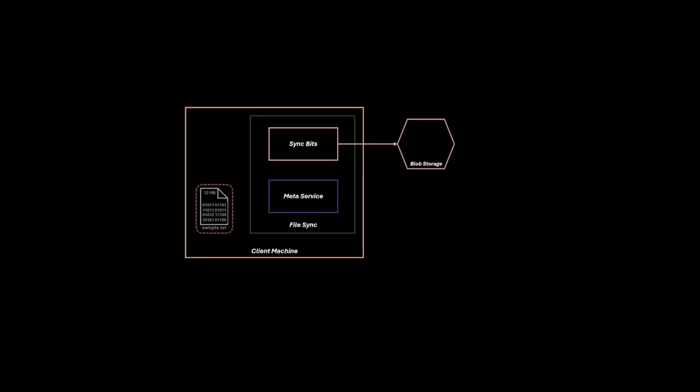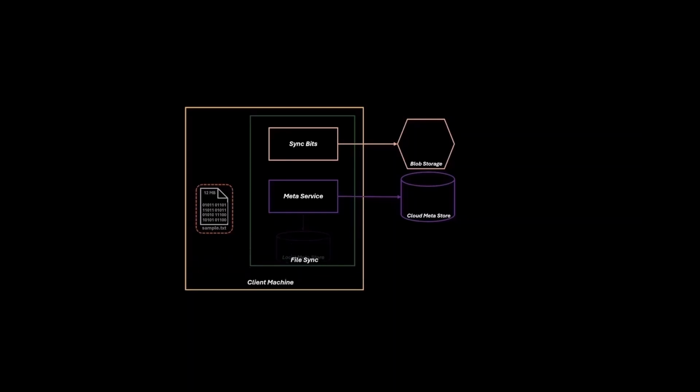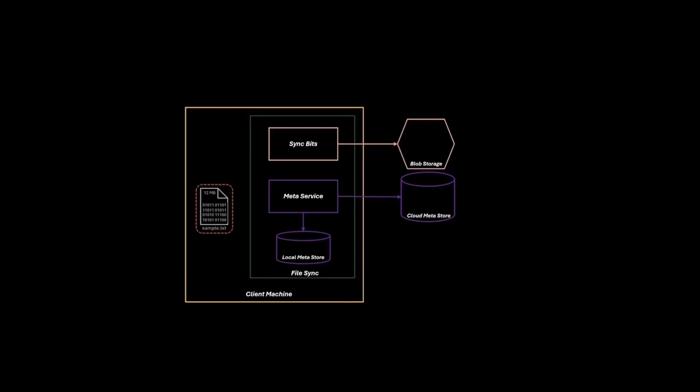What exactly is the meta service doing now? So the meta service is getting the chunk details and saving them to the cloud meta store. Why exactly are we saving the data to the cloud meta store? This is what we'll discuss later. So the meta service also keeps a copy of the metadata of the chunk data in the local meta store. Why do we save that data to the local meta store?